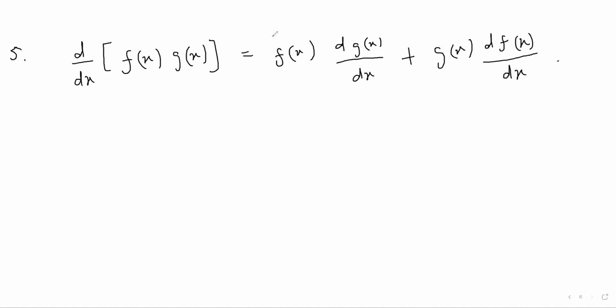Okay, sorry guys, I'm back. So that's the product rule. If you differentiate the product of two functions, f of x times g of x, it's equal to f of x times the derivative of g of x plus g of x times the derivative of f of x. So that's how you calculate that.